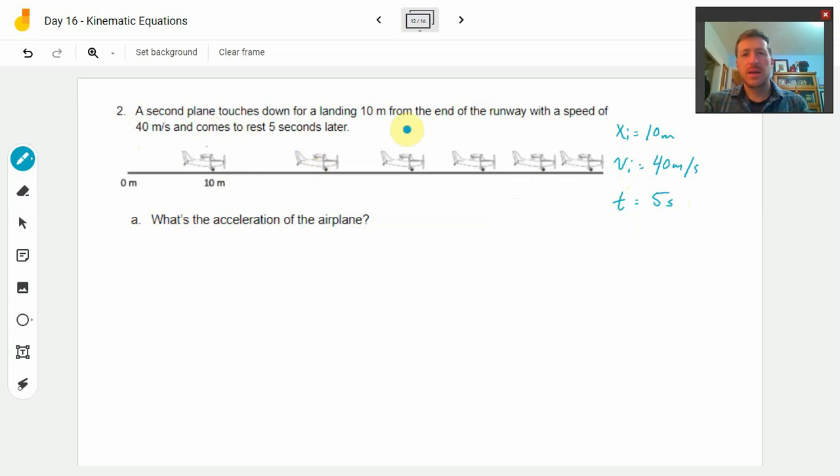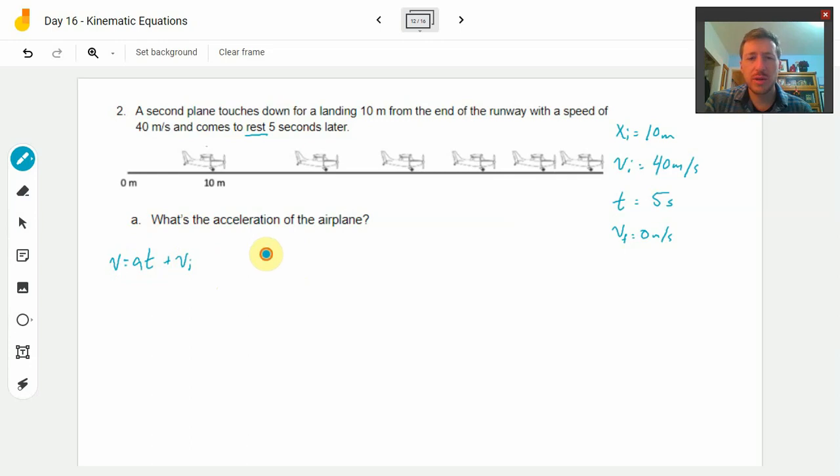And it comes to rest 5 seconds later, so its final velocity is 0 meters per second. After 5 seconds, its velocity is 0 meters per second. So if we want to know the acceleration of the airplane, there are two equations that we can use, because both of them contain acceleration. We could use the velocity is equal to acceleration times time plus the initial velocity.